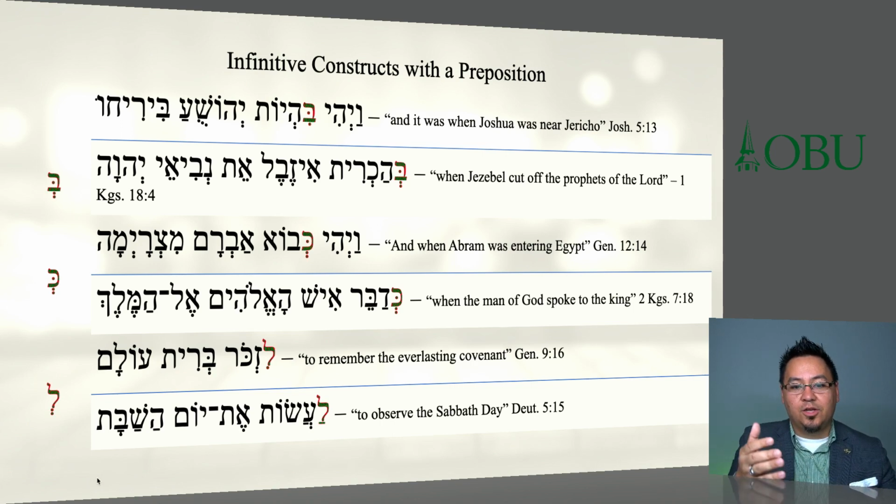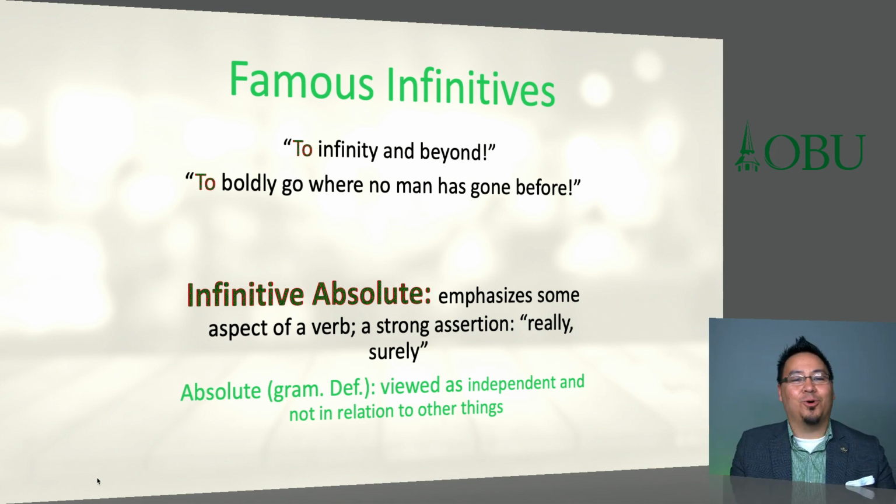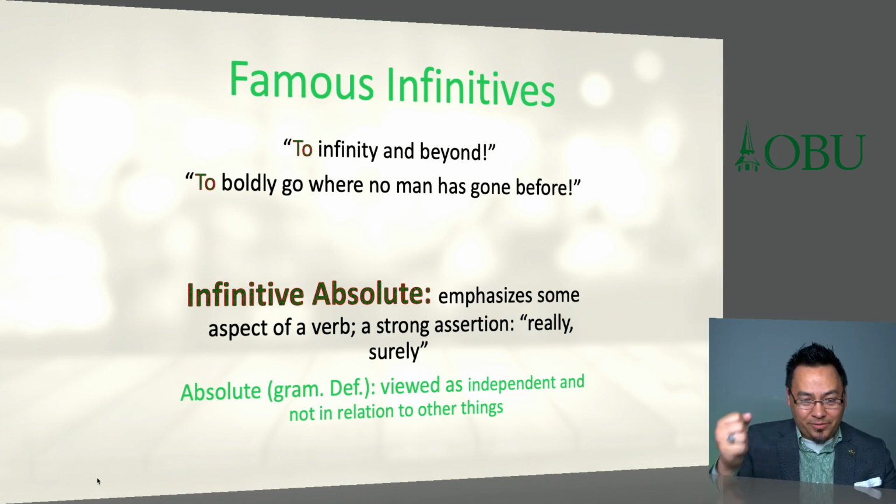But I want you to look through these. Notice that we have the bet, the kaf, the lamed, and these all can be added onto a verb, and it makes it into an infinitive. Infinitives, you know these, in case you're like, I don't really know what an infinitive is. There's two really famous infinitives here in the United States: to infinity and beyond. Of course, that would be from Toy Story, Buzz Lightyear.